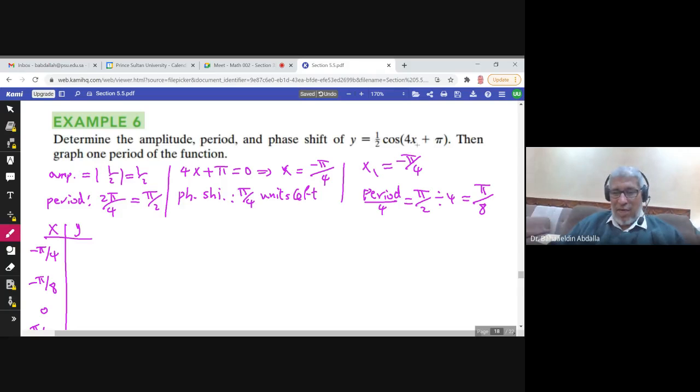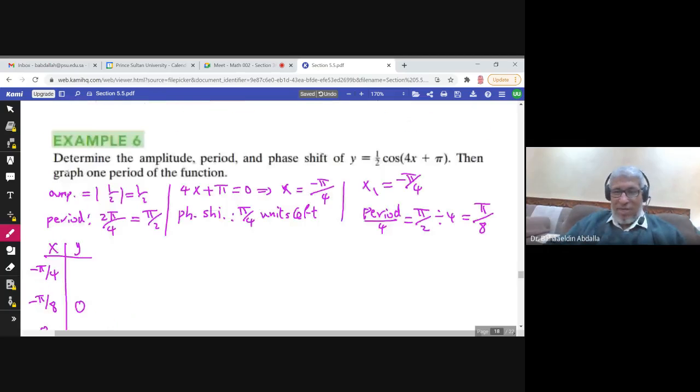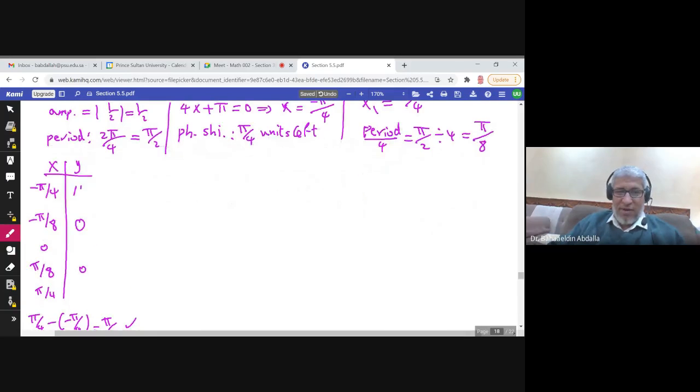Now, how to find the y values? Just use the calculator. All right. Replace x by negative pi over 4 and write the answer. But for me, and if you understand the graph of cosine, you know that this is cosine. So I have 0 in the second, 0 in the fourth. Maximum at the beginning and the end. What is the maximum here? Half, because there is a positive sign, positive half. So here half and here half. At the middle you have a minimum, which is negative half.